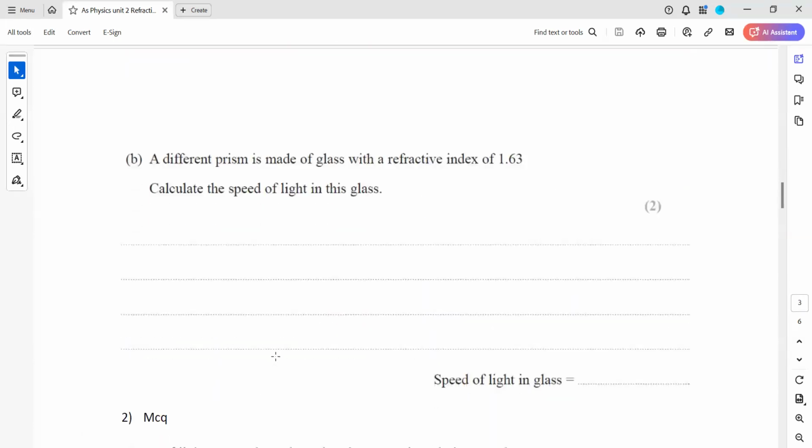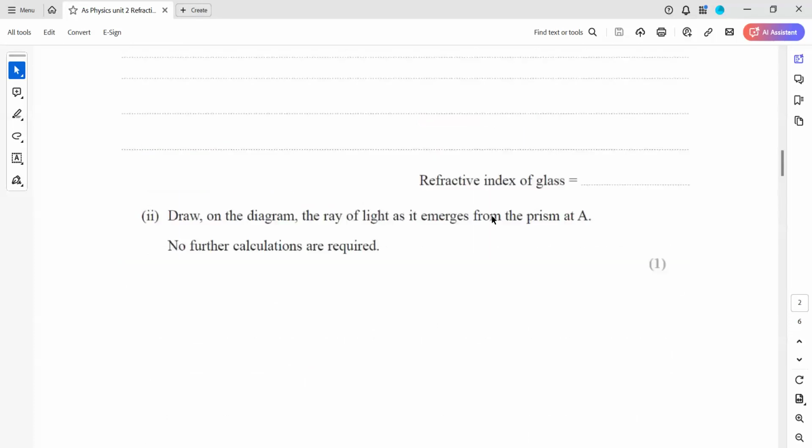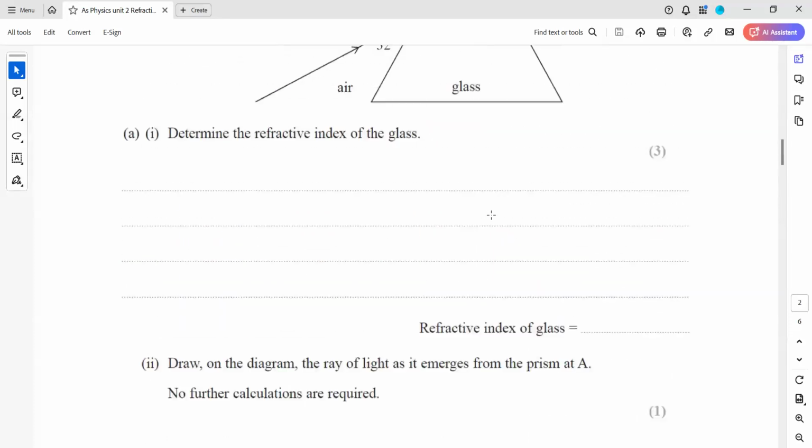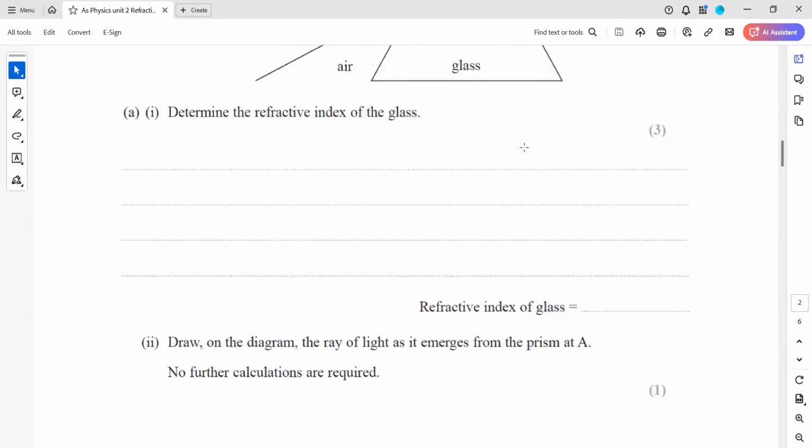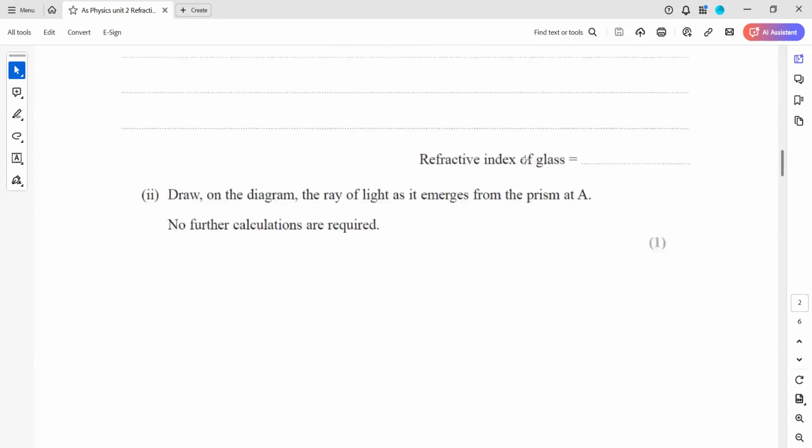A different prism is made of refractive index 1.63; find the speed of light in this. How are the 3 marks distributed for the first question? 1 mark is for writing Snell's law, 1 mark is for the angle of incidence and angle of refraction values, and 1 mark is for the final answer. That's how the marks are distributed.